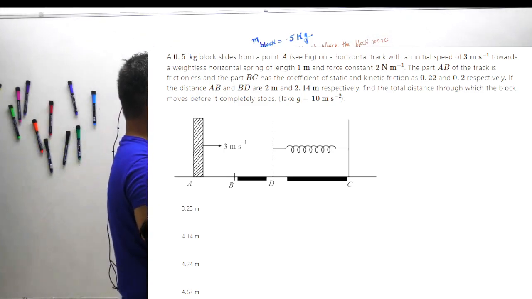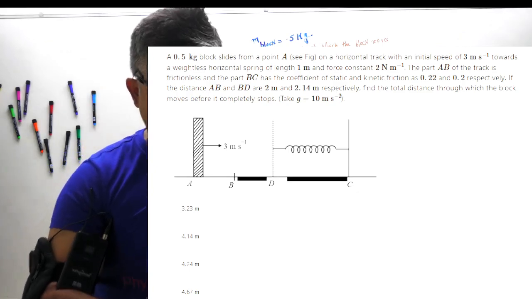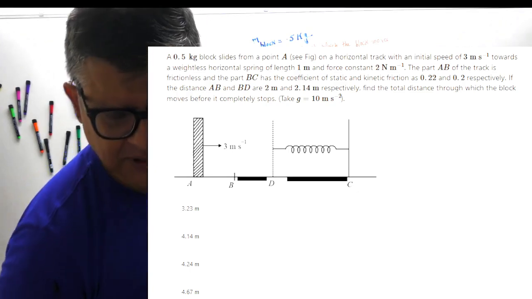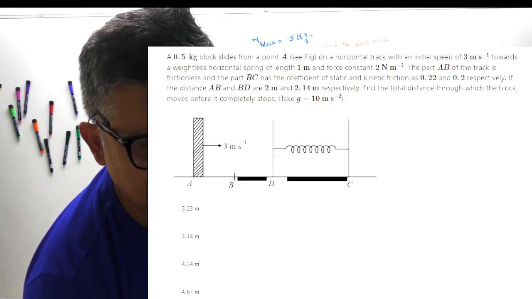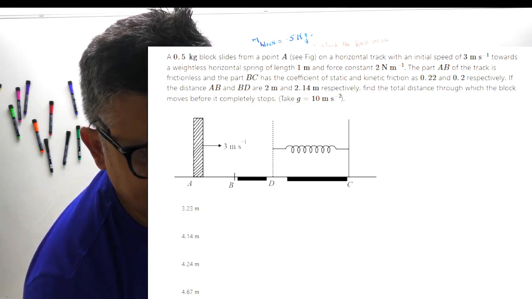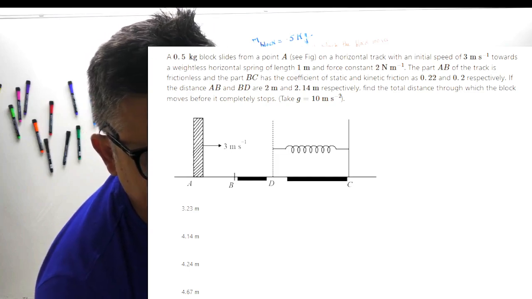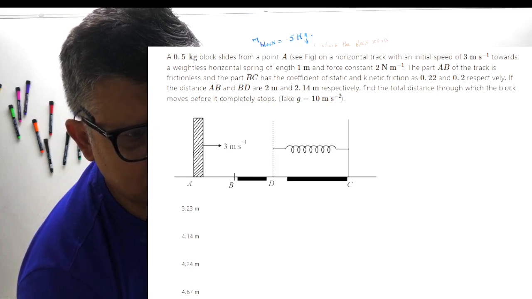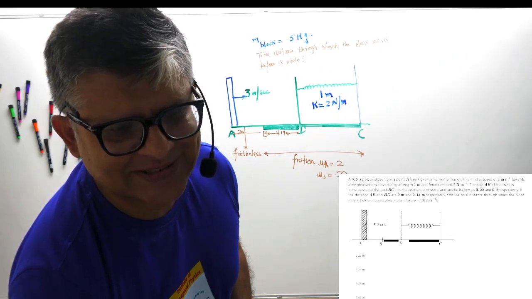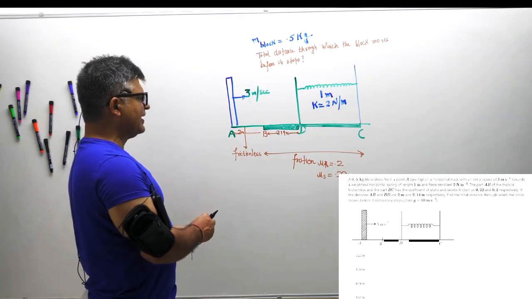The surface which has no darkness, if you see the surface at which the block is, the part AB has no friction, and B to C there is friction. The question is, how much distance will this block move before it comes to a stop? I've drawn the situation which I was reading. So let's try and do this.